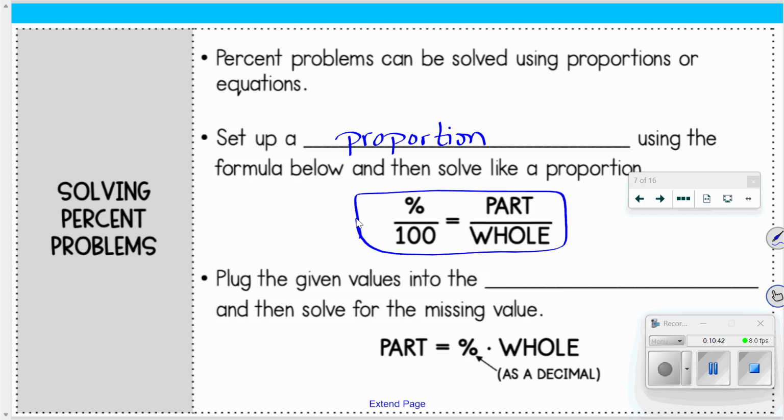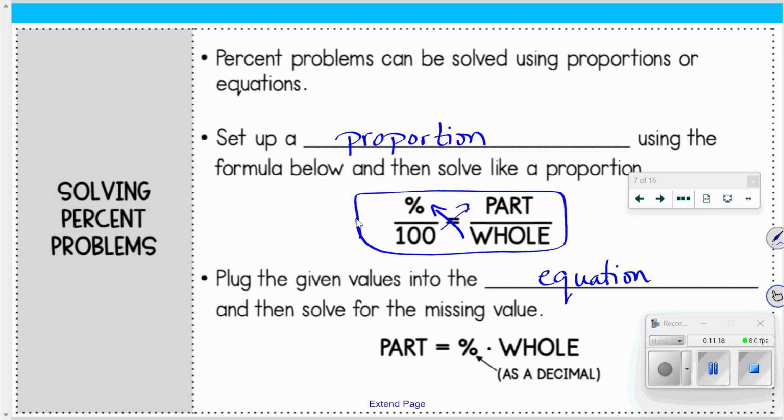So if we set up a proportion using the formula below and then solve it like a proportion, how do we solve the proportion? We taught you something that I said Miss McCann hates. What did I teach you? Cross multiplying. So if you set this up as a proportion, I can then use cross multiplying to be able to do an equation. I plug the given values into the what? Equation. Wow. And then solve for the missing value.